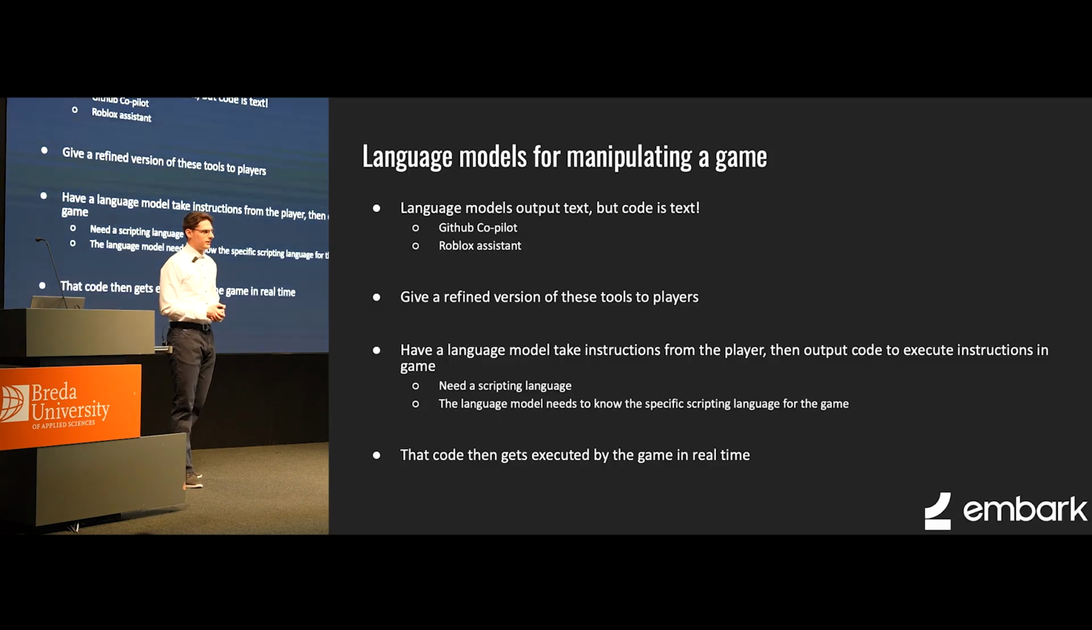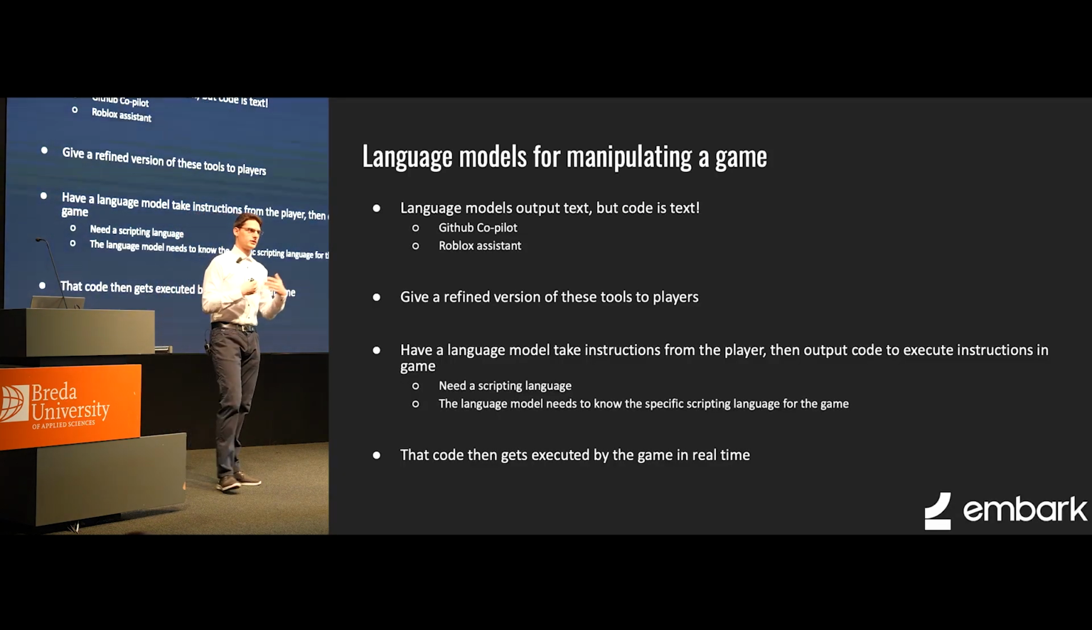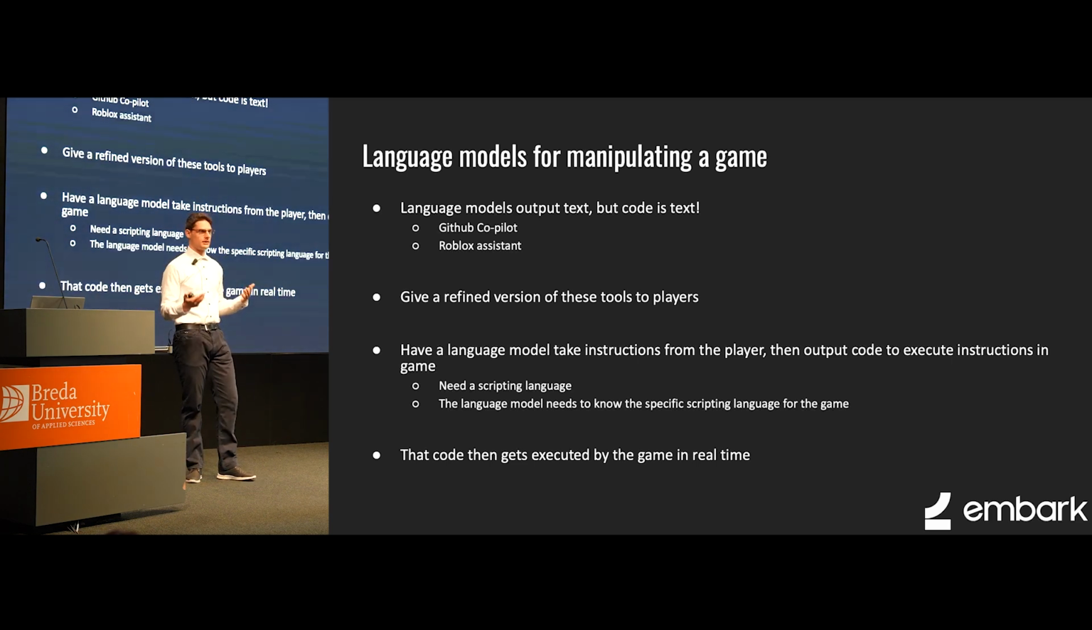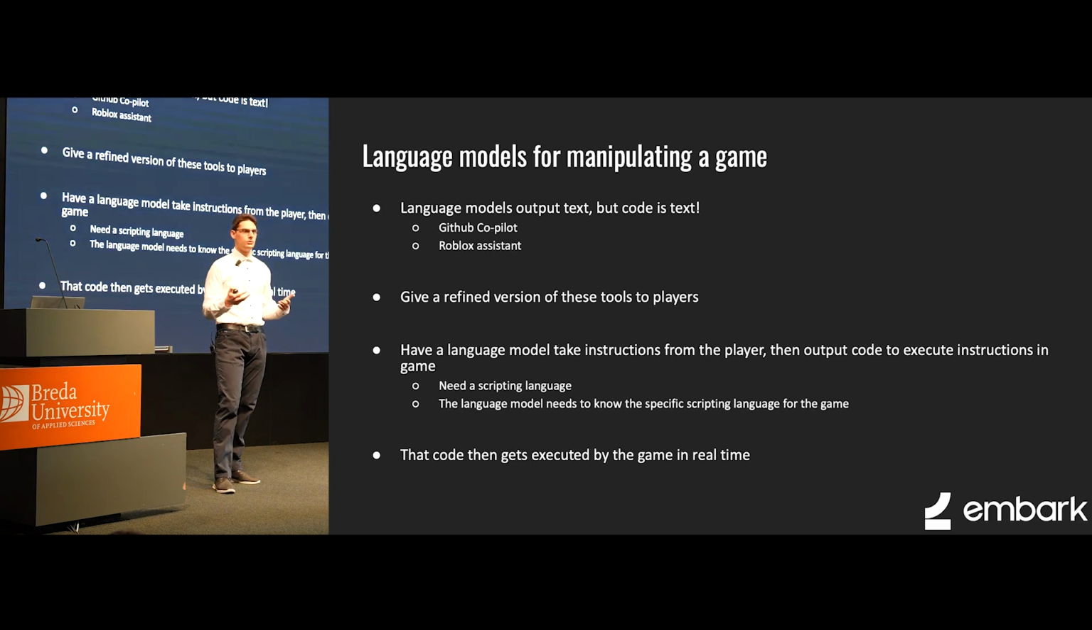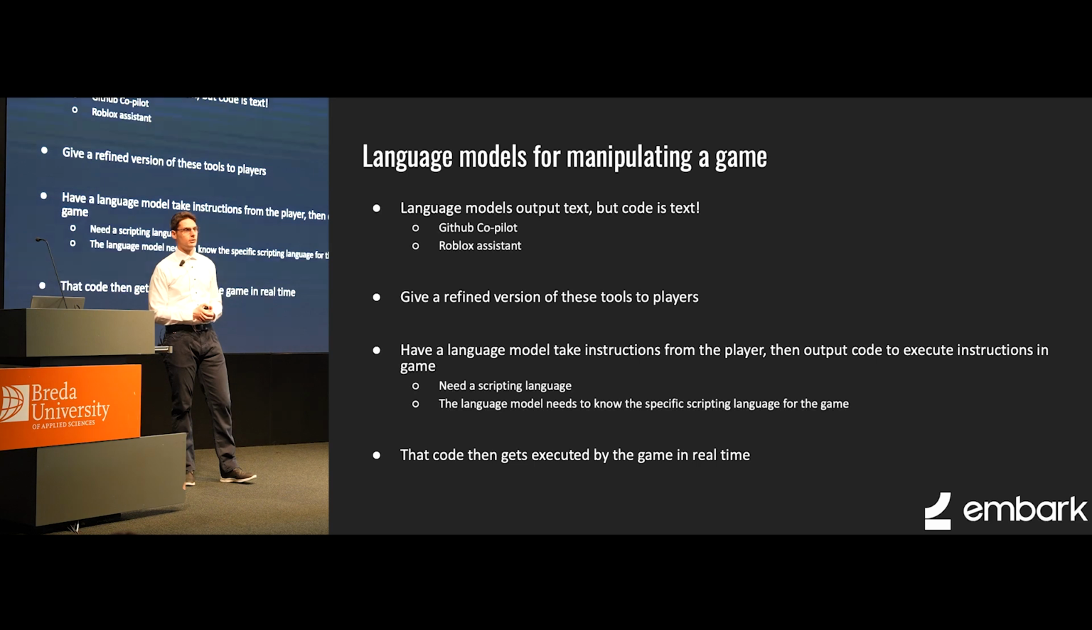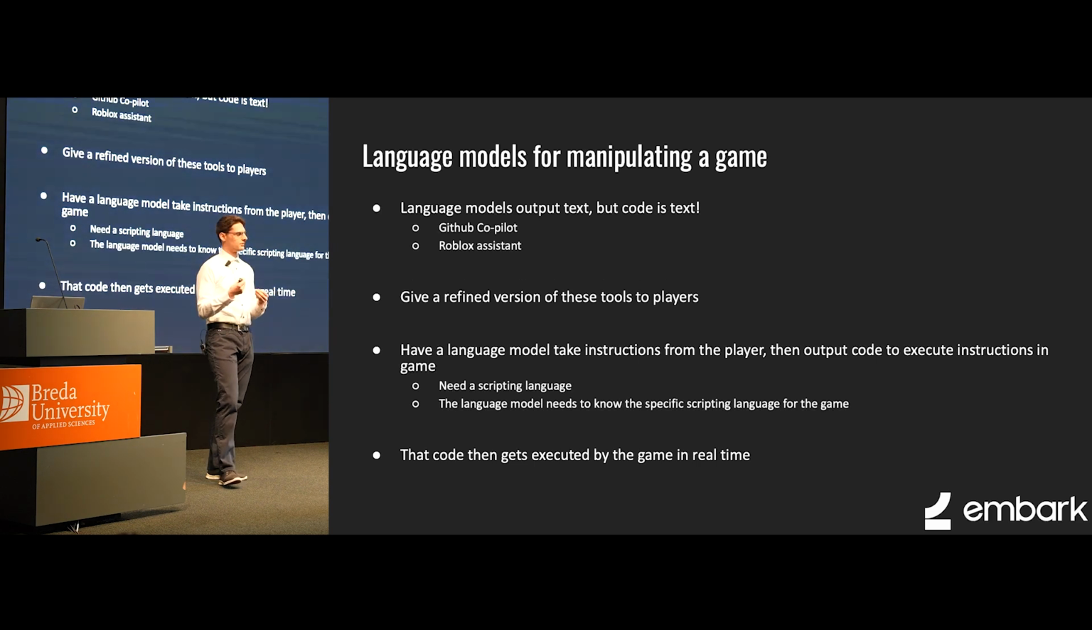Until now, I have talked about language models for interacting with characters. However, we started to explore another way in which we can use language models, and it is manipulating a game. Language models output text, but of course, code is also text. So in fact, you have products like GitHub Copilot or Roblox Assistant that help you write code using language models. And the idea is that we would like to give a much more refined version of these tools to our players because they probably don't know how to code.